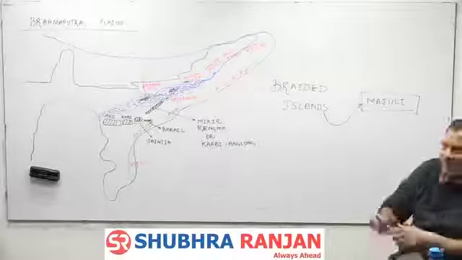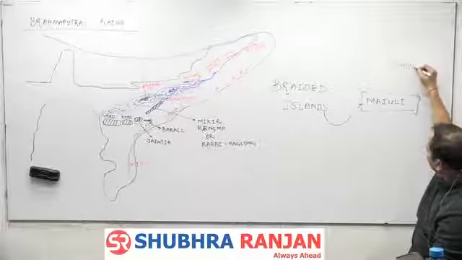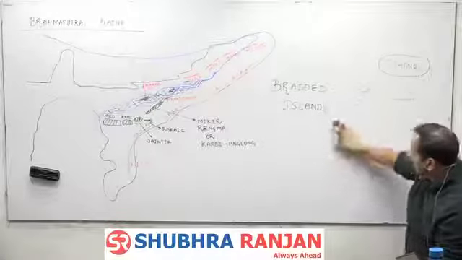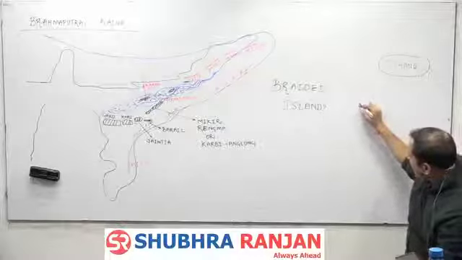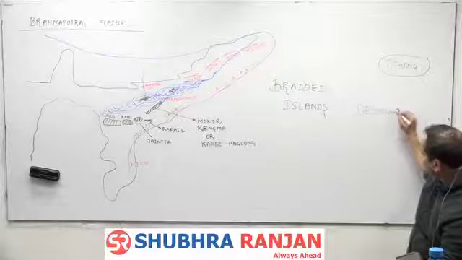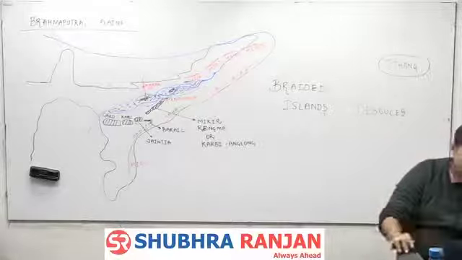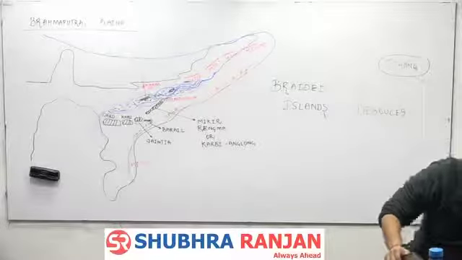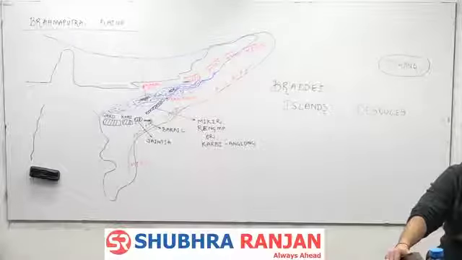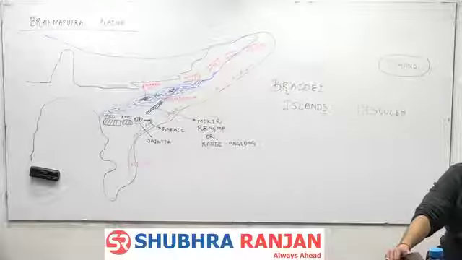Brahmaputra enters India as Dihang and debouches, meaning jumps. Debouches means a sudden jump, into the flat Assam region, where it is known as Brahmaputra.